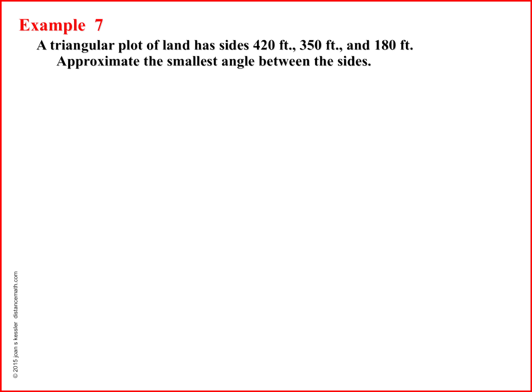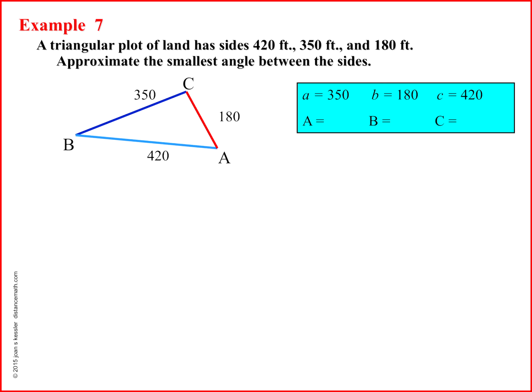One last example. Here we have a triangular plot of land has sides 420 feet, 350 feet, and 180 feet. So it's giving me, so when we look at our side on here, if you draw a triangle, label it with your A, B, and C. Again, if you labeled it different, it wouldn't be counted wrong, but you have it on there. So then we look at this.